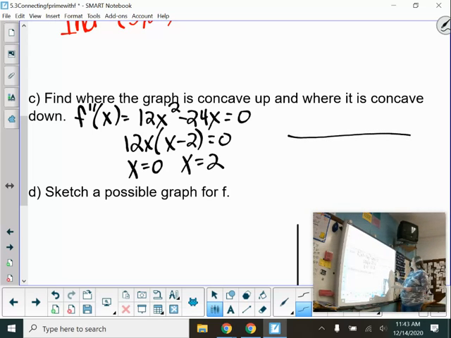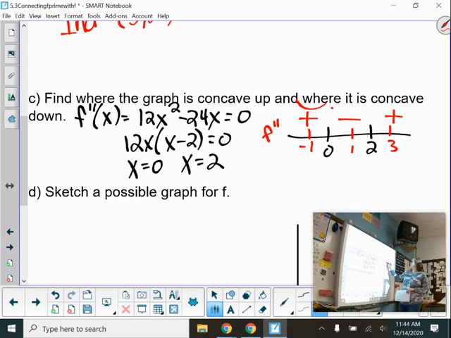So if I test those on the number line, again, I need to pick something in each region, like -1, 1, and 3. I'm going to plug them into the factored form because it's going to be easier to tell signs. If I have -1, that's going to be a negative value and a negative value. So when I multiply those, I'm going to get a positive. I'm finding the sign of f double prime. If I plug in 1, I get a positive and a negative. And if I plug in 3, I get a positive and a positive.